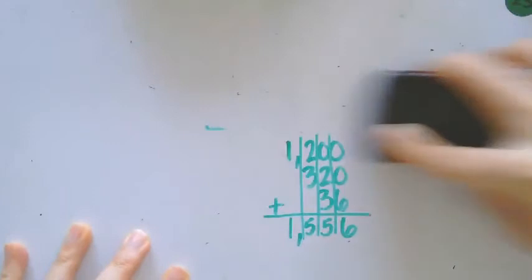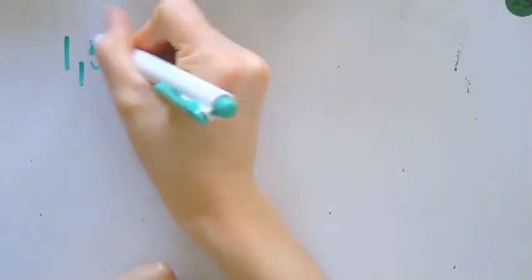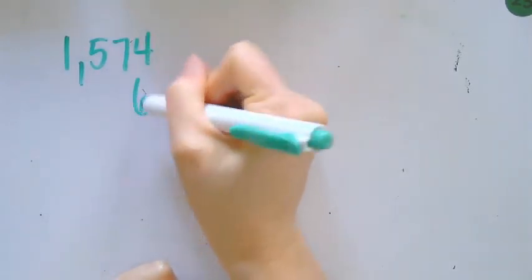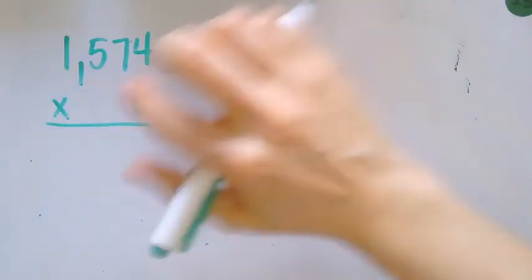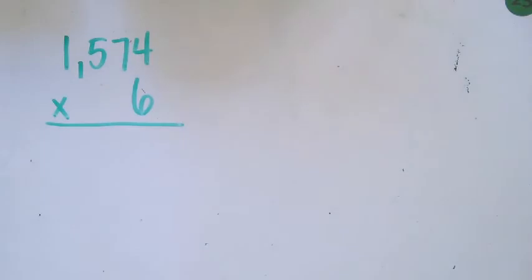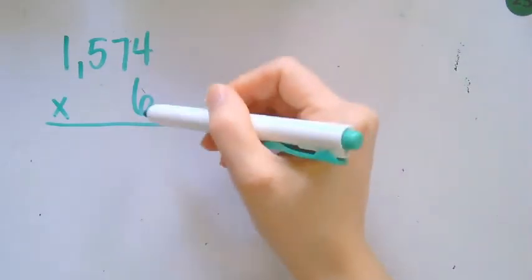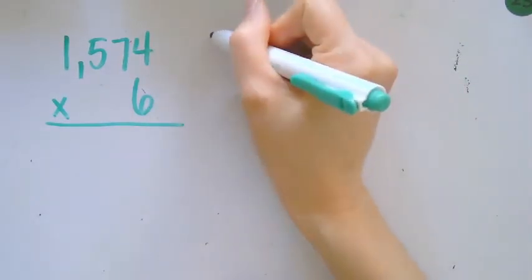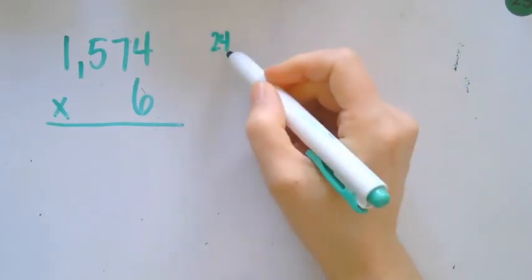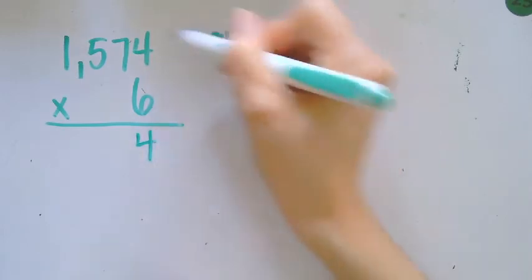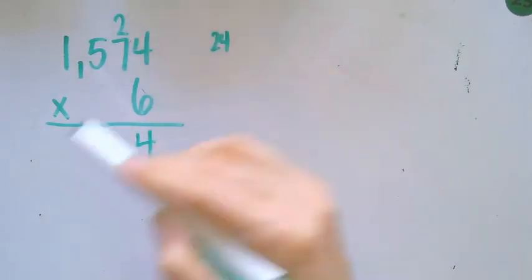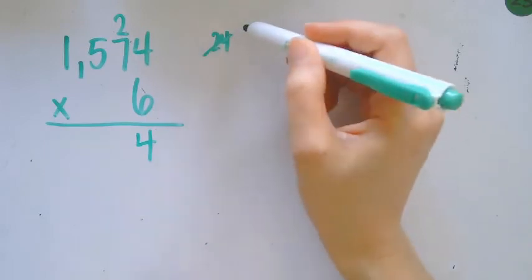Both ways. All right. 1,574 times 6. All right. So we're going to go ahead and start with our ones place because that's what we always have to do. 4 times 6 is, I'm going to write the number 24. 4 is in our ones place here, so the 2 tells me it's going to go up top to the next place value. Okay, done with that.